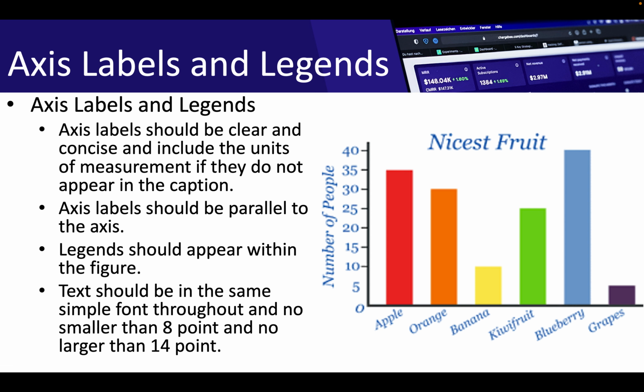Axis labels should be clear and concise and include the units of measurement if they do not appear in the caption. Axis labels should be parallel to the axis. Legends should appear within the figure. Text should be in the same simple font throughout and no smaller than 8 point and no larger than 14 point.